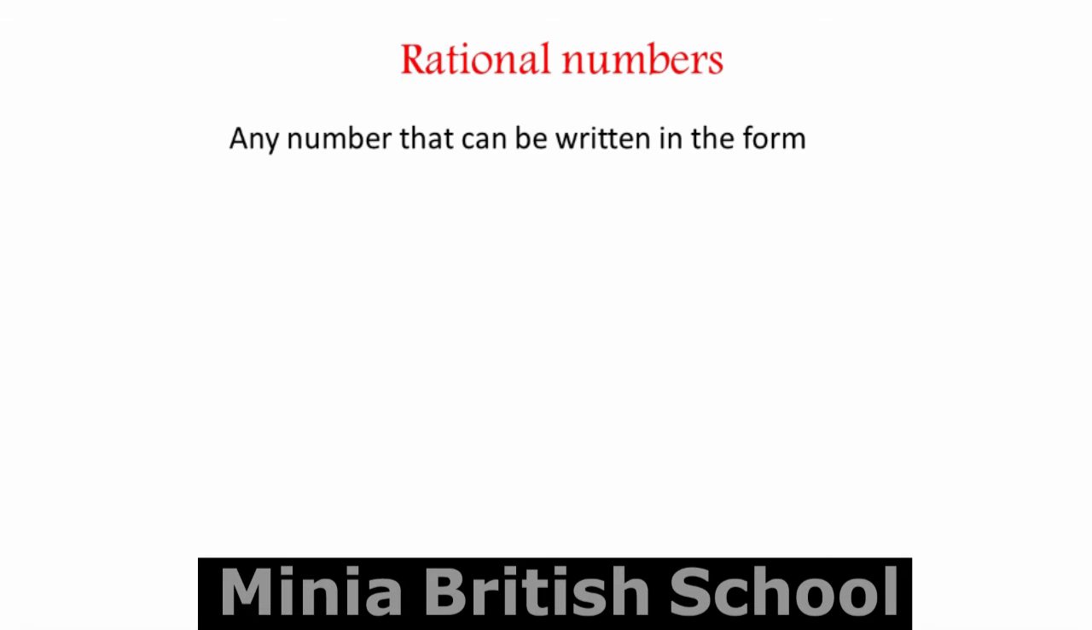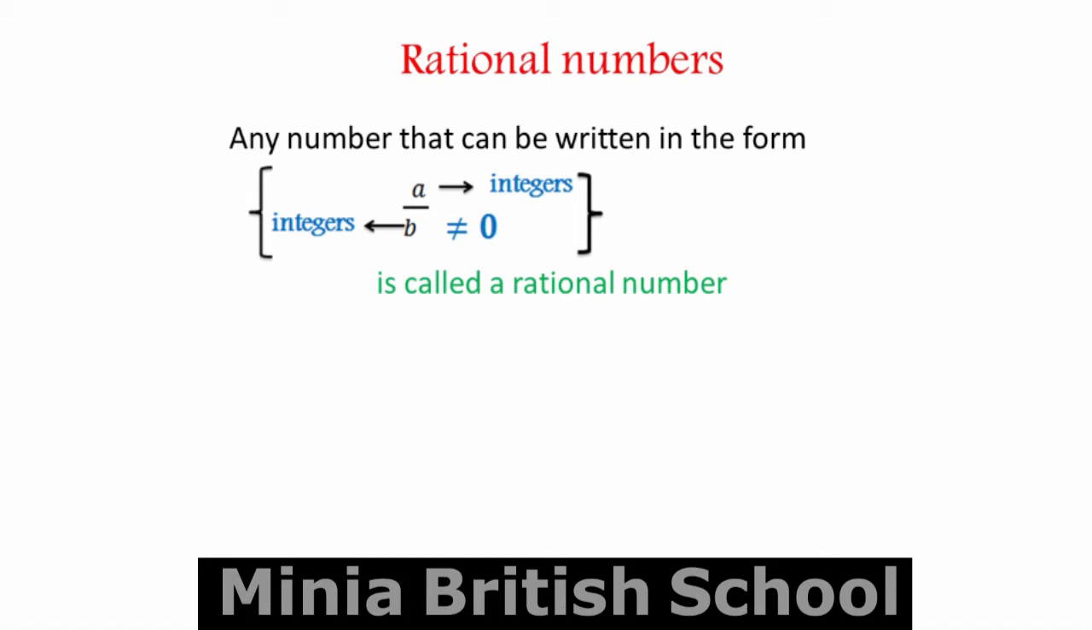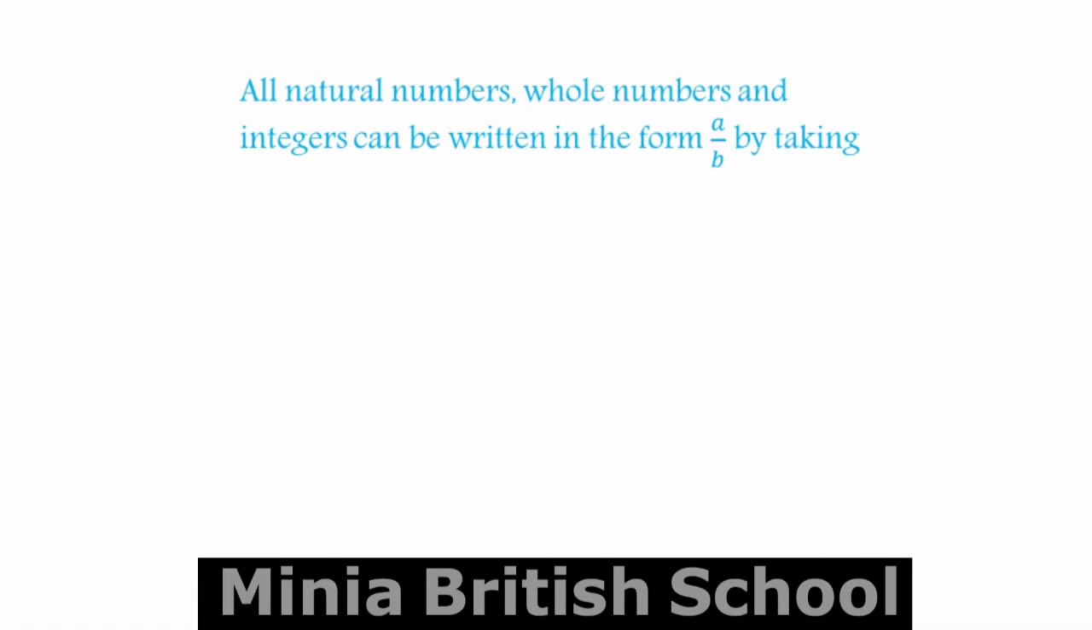So, rational numbers: any number that can be written in the form a over p, where a and p are integers and p is not equal to 0, is called a rational number. The set of rational numbers is denoted by capital Q and called quotient numbers.